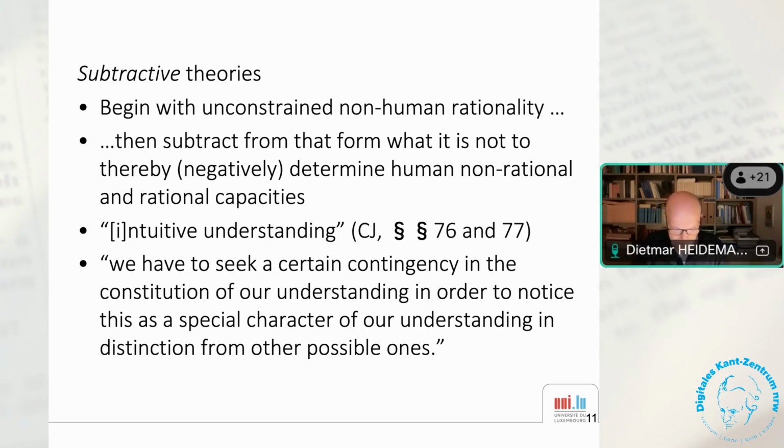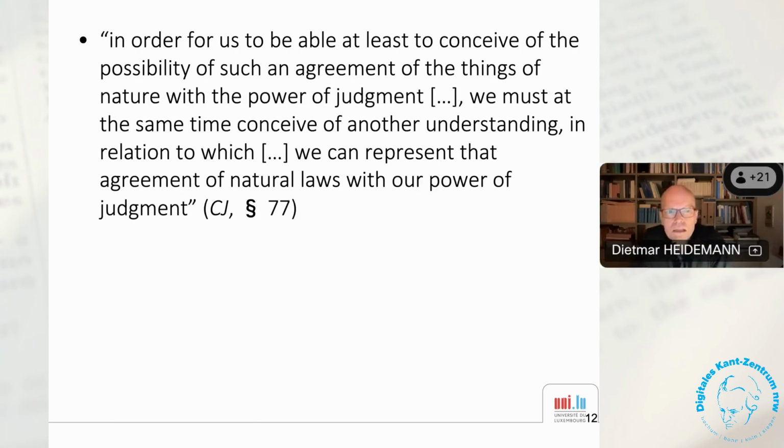And the same goes for sensibility, of course. The second quote that explains this clearly is from paragraph 77 again. So in order for us to be able at least to conceive of the possibility of such an agreement of the things of nature with the power of judgment, we must at the same time conceive of another understanding in relation to which we can represent that agreement of natural laws with our power of judgment. So here again, the idea is that there is a contrast that helps us to explain and understand what kind of understanding and sensibility, by extension, we have.